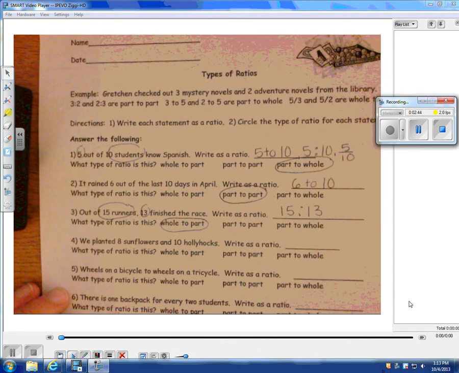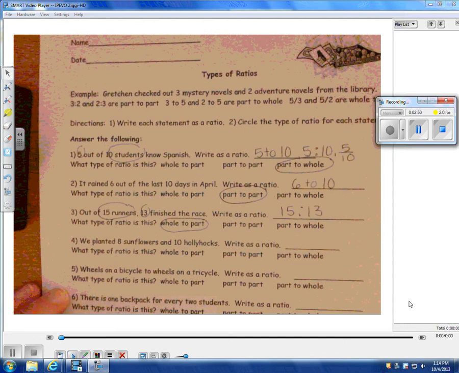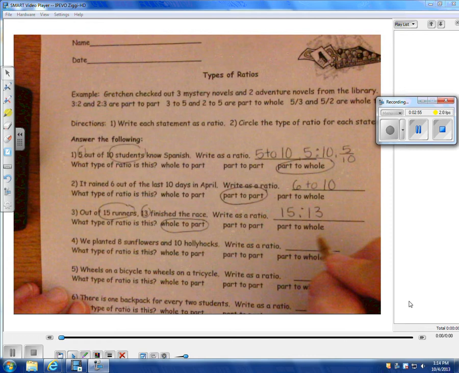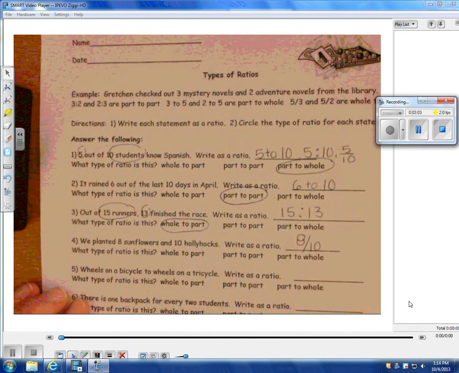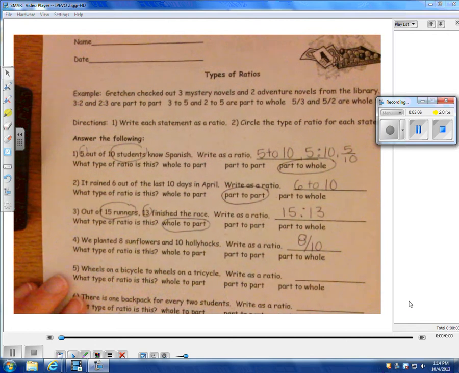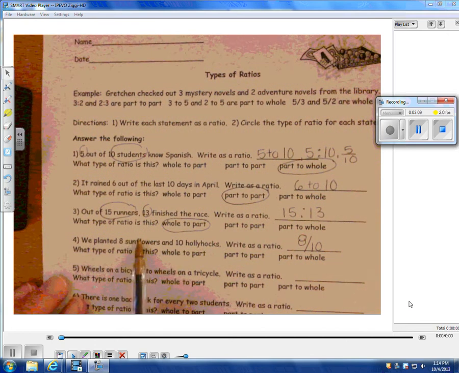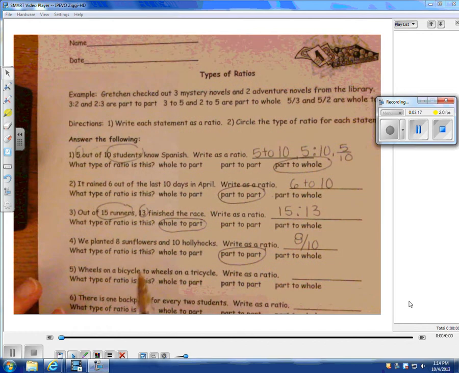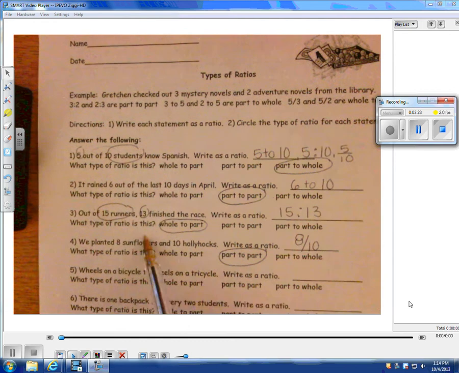Number 4, we planted 8 sunflowers and 10 hollyhocks. Write this as a ratio. I'm going to use fractional form on this one. So I'm going to say there's 8 sunflowers to 10 hollyhocks. And this type of ratio compares sunflowers to hollyhocks. So it's going to be a part to a part because you're not comparing one thing to the whole or the whole to one thing. You're just comparing part of sunflowers to part of hollyhocks.